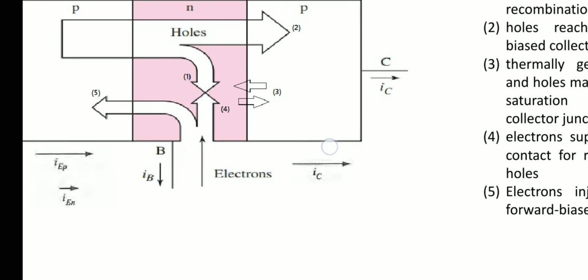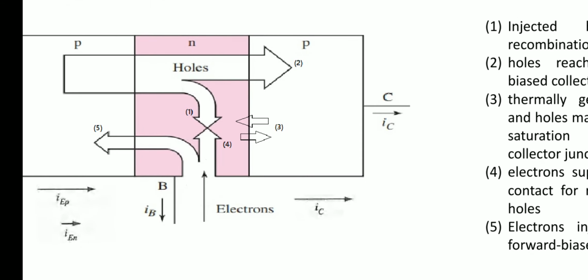So we can see that the fourth one is at the base region, where electrons are the majority carriers, so the electrons are given to the holes, represented by this 4. These electrons and holes will recombine and contribute the recombination current.